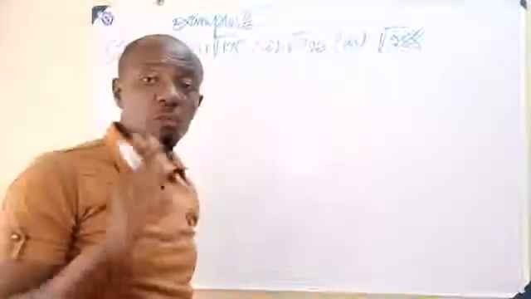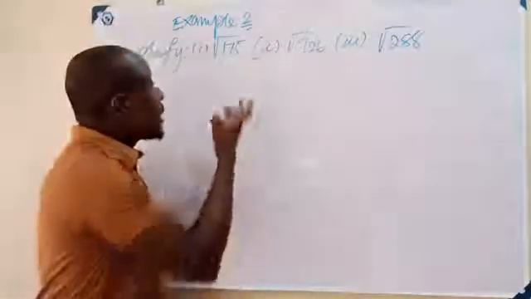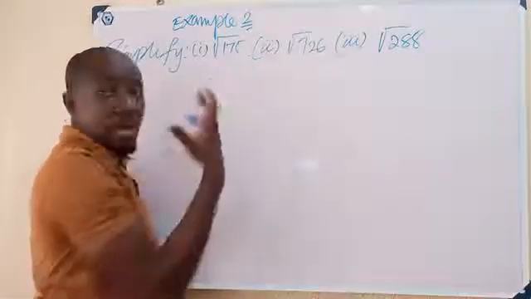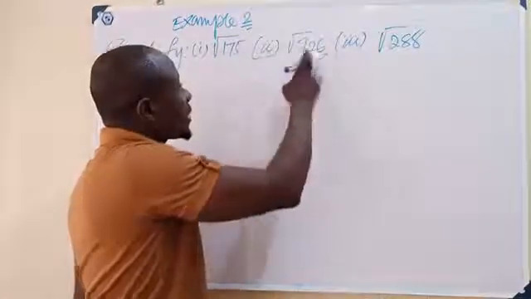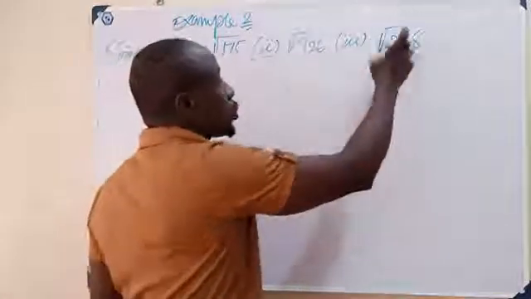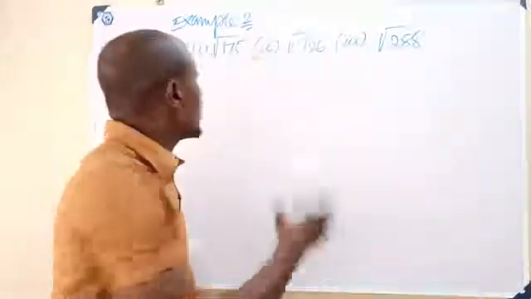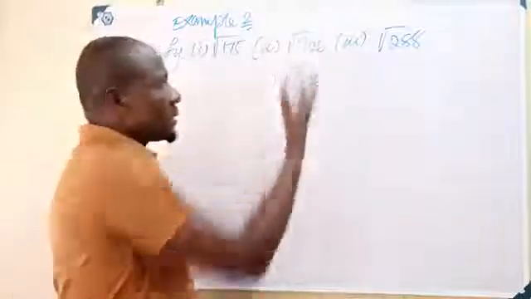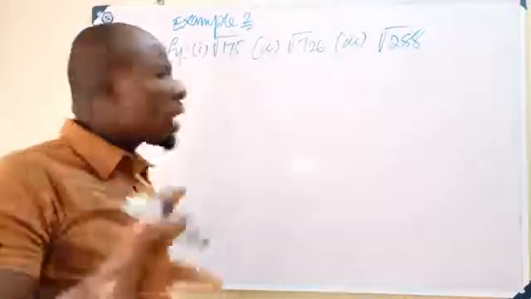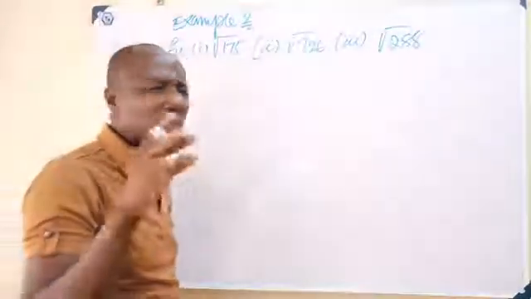Alright, so we're going to solve more examples. But this time we are going to solve numbers that are a bit larger: 175, 726, and 288. How do you simplify these numbers? You can even simplify numbers that are higher than this. You are going to follow this simple step.